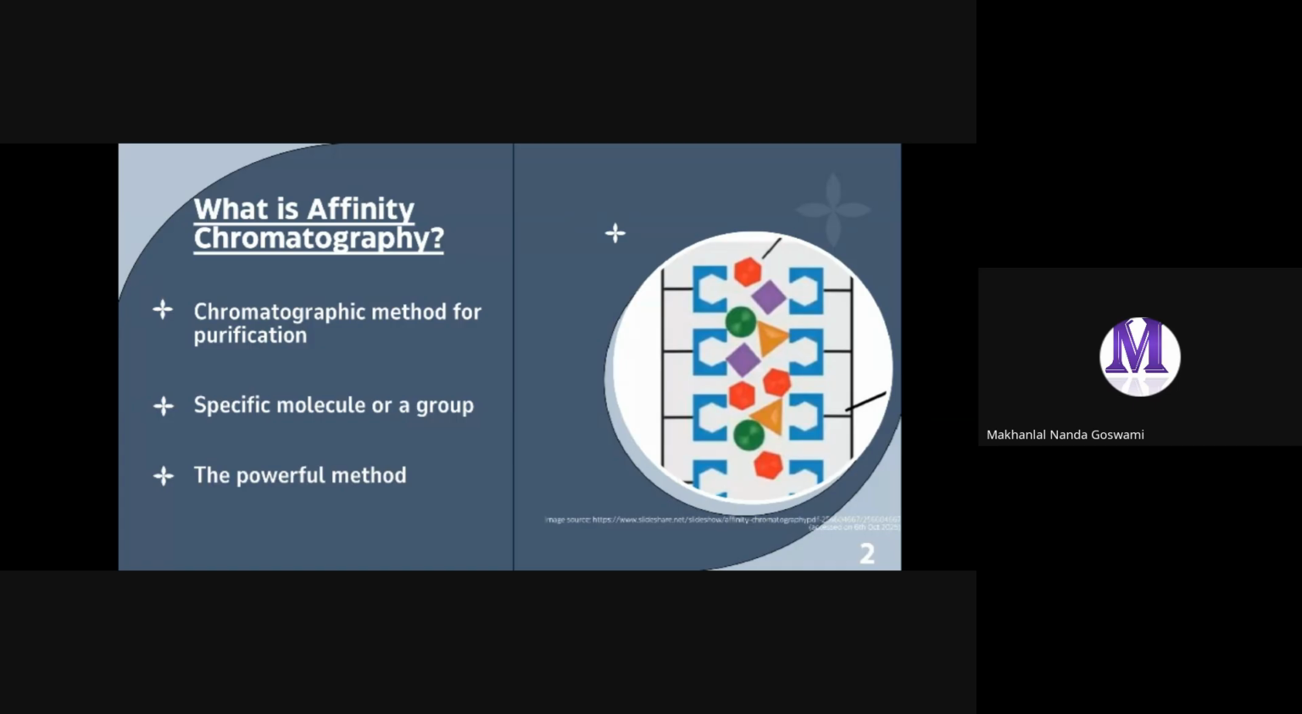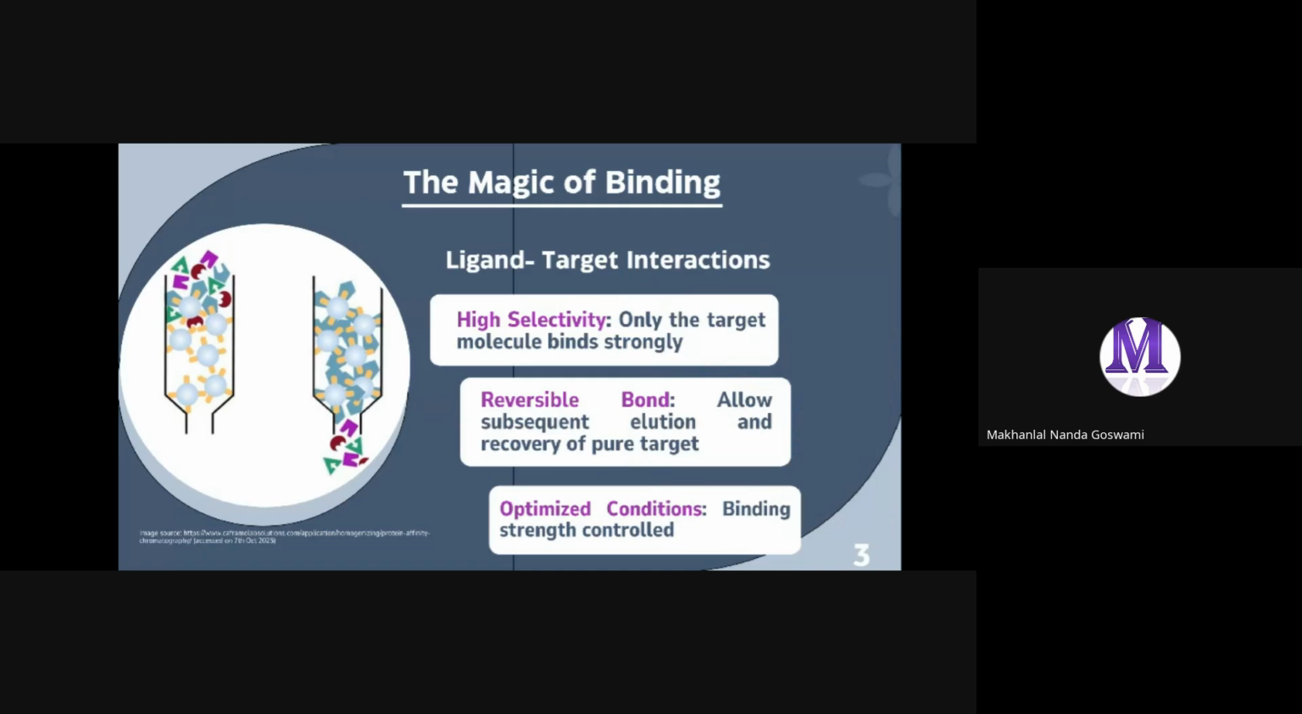So affinity chromatography is a type of liquid chromatography which is selective and specific, relying on the binding affinity between target molecules and a ligand immobilized on a solid support. So it enables the purification of target biomolecules based on their biological structures and functions. Moving on to the next slide, we have got this.